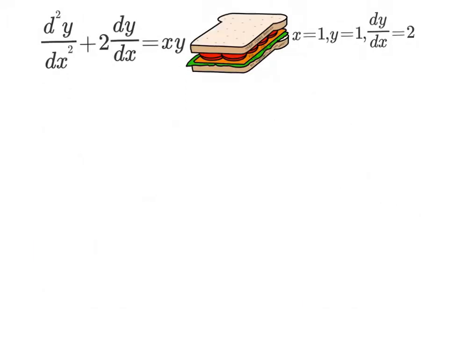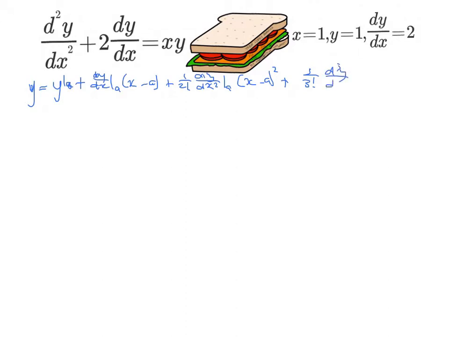Okay, let's try to do this one a bit more neatly. I'm going to make a sandwich because I'm doing Taylor. I'm going to write Taylor out using the y notation. Normally it's f of a, so this would be y at the point A plus dy by dx at the point A, x minus a, plus 1 over 2 factorial d squared y by dx squared at the point A, x minus a squared, plus 1 over 3 factorial d cubed y by dx cubed at the point A, x minus a cubed, plus blah blah blah.